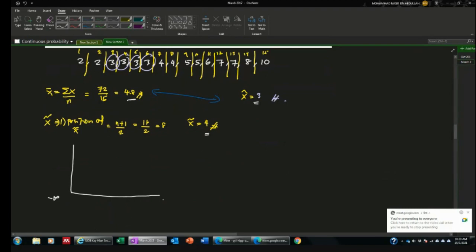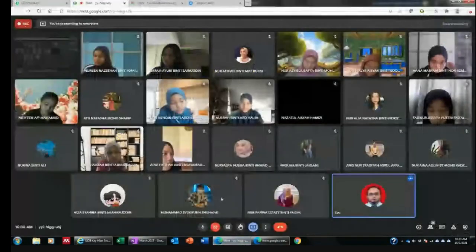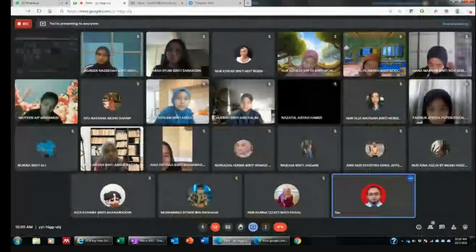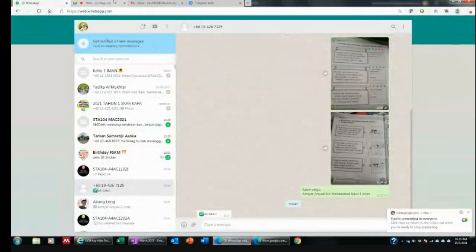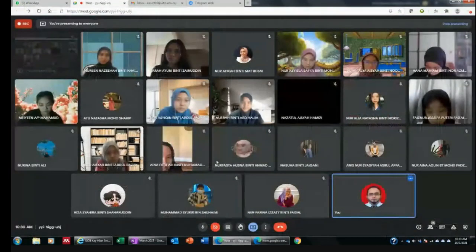So this is starting from negative infinity to infinity. So this is going to be mode, median and mean 4.8. So you highlight lah, tarik macam ni. So it's going to be skewed to the right distribution. Right? Boleh? Ada soalan tak? Okay?